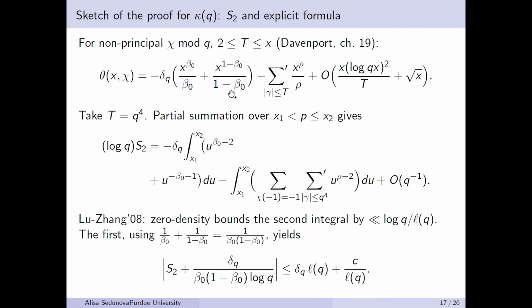For non-principal chi modulo q, if t is between 2 and x, we have the following explicit formula. And then this means that for S2, the second term, if we apply exactly the explicit formula, this is what we get. There is a result about zero density by Lu and Zhang in 2008, and that allows us to bound the integral term by something that is log q divided by L of q, and L of q is going to infinity as q goes to infinity. So this is a nice term for us.